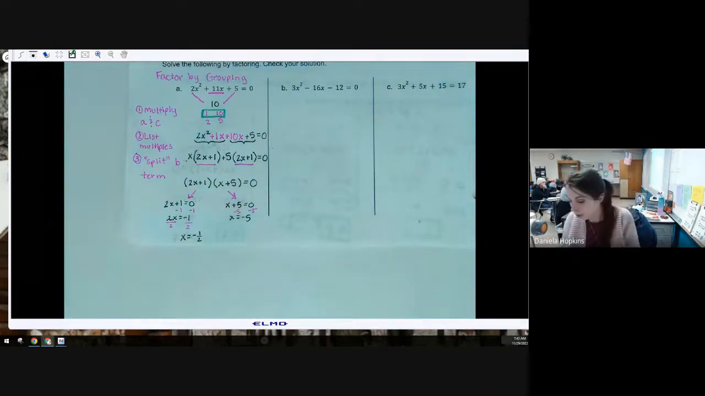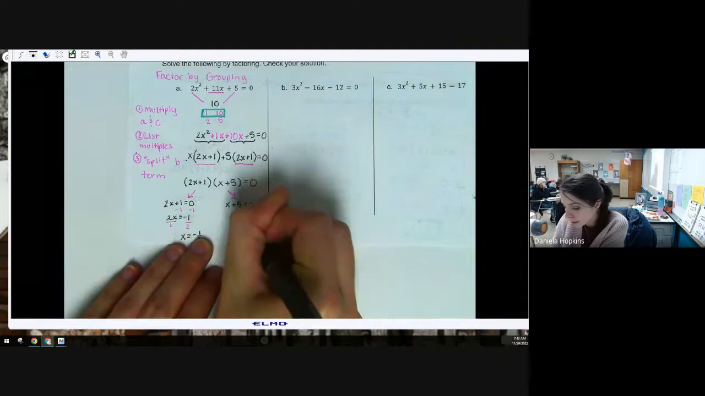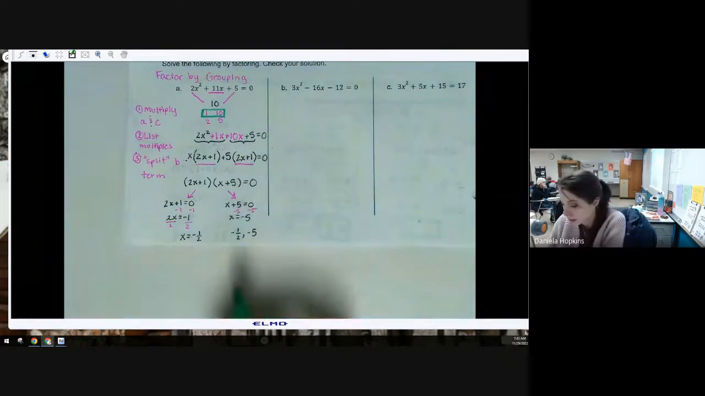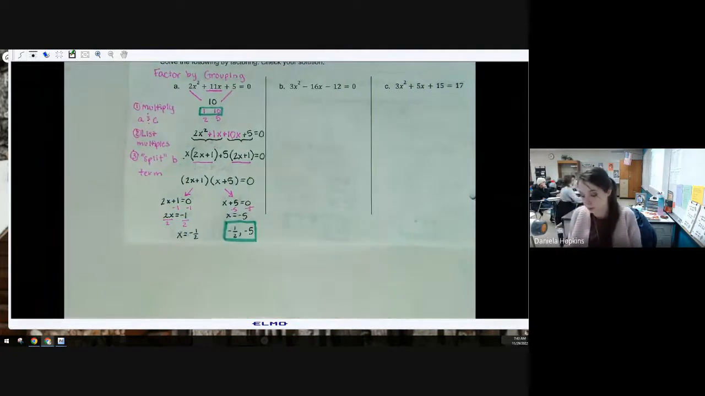So on Go Formative, I would list my answers -1/2, comma, -5. So there's quite a few more steps here. And if you weren't 100% with the factoring yesterday, today's going to be a little bit challenging. Be a little bit challenging probably anyways. Let's see one more, and then I'll take some more questions.